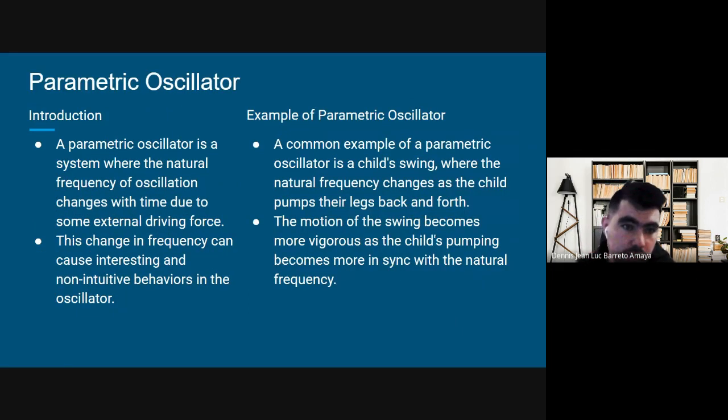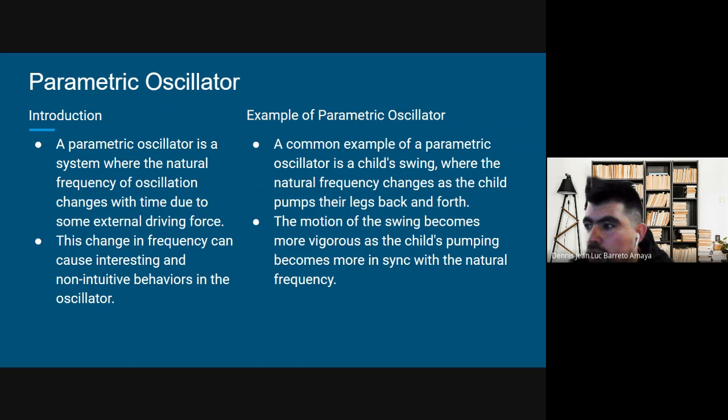Parametric oscillator. Introduction. A parametric oscillation is a system where the natural frequency of the oscillation changes due to some external driving force. This change in the frequency can cause interesting and non-intuitive variations in the oscillation. Example of the parametric oscillation.